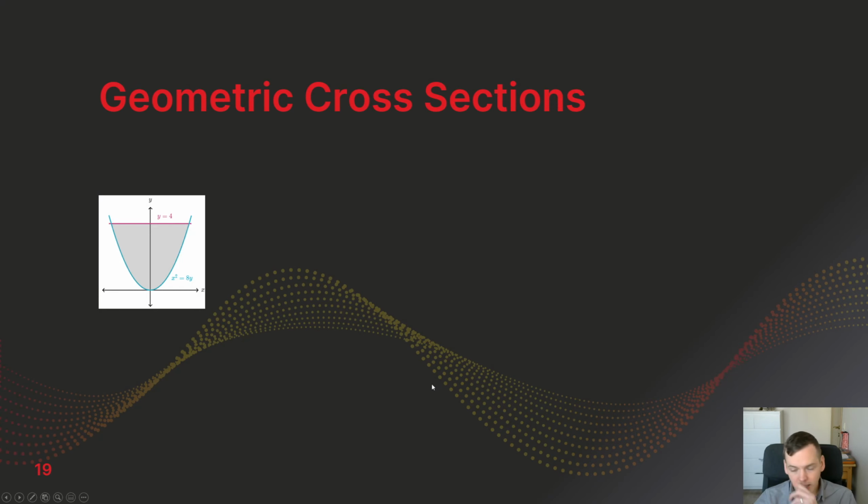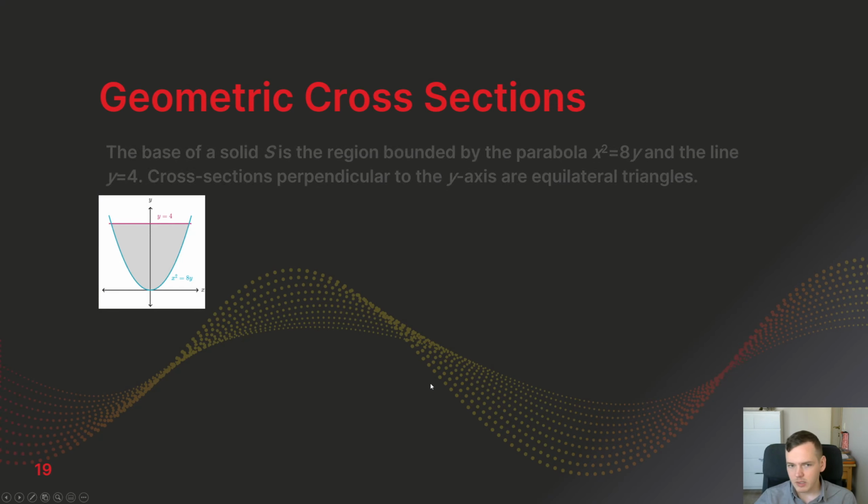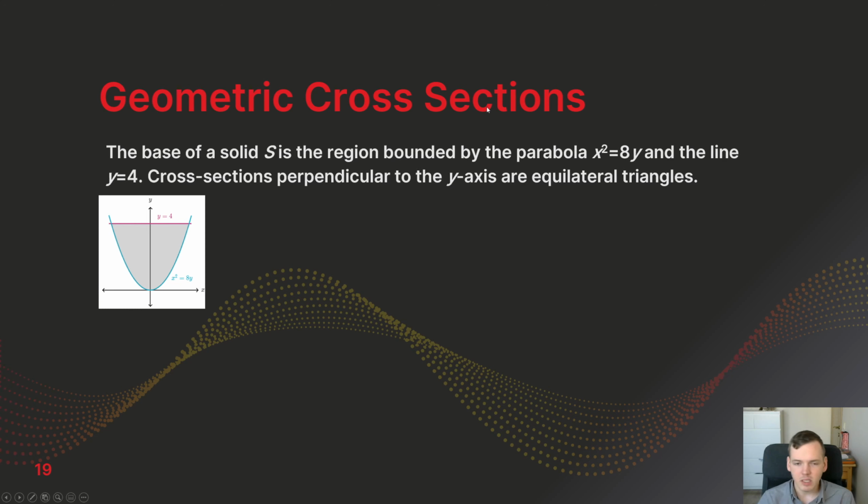So let's look at it with the geometric cross sections here. The base of a solid S is the region bounded by the parabola x squared equals 8y and the line y equals 4. Cross sections perpendicular to the y-axis are equilateral triangles. So we have cross sections perpendicular to the y-axis.